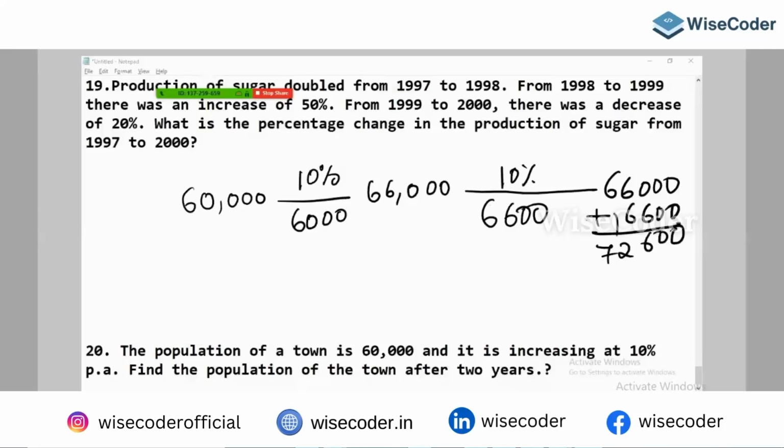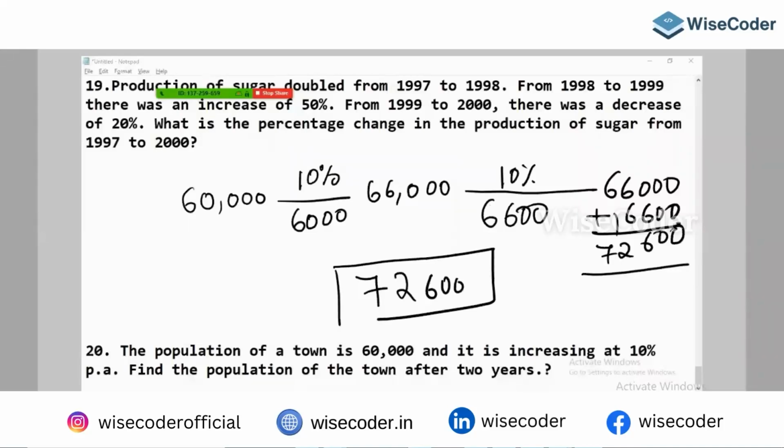6 plus 1 is 7. So after 2 years, the population of the city is 72,600.